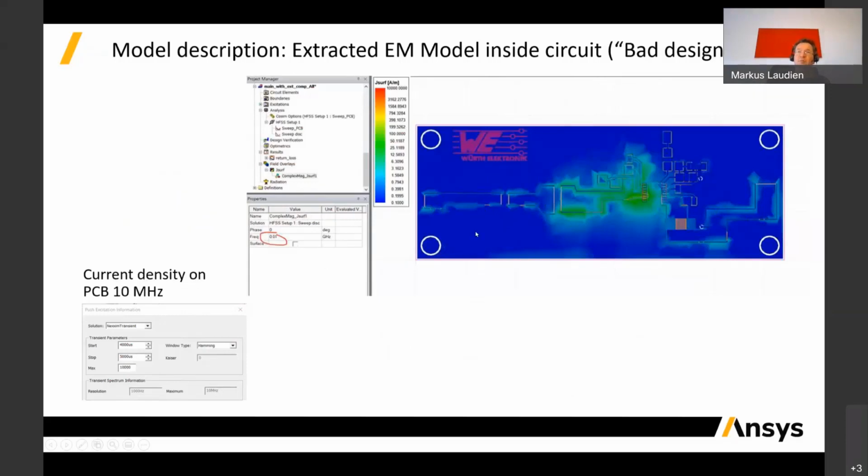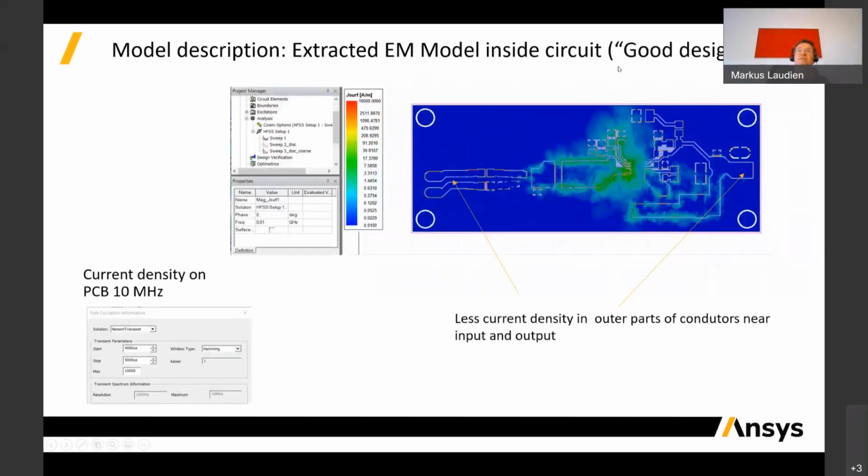If we compare it with the good design, having the same scale, you see here on the outside it's almost completely blocked. There is still some current in the area of the decoupling capacitors, which is all right. But you see the input and the output line is clean. And you could go through all the different frequencies you have solved and really study and investigate how the current distribution looks like.